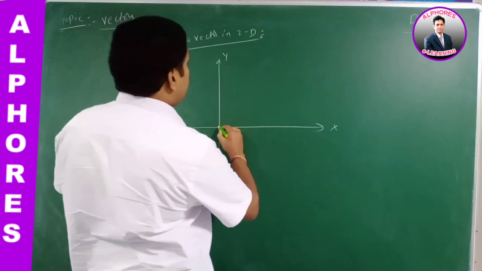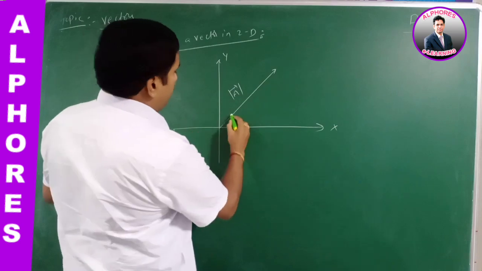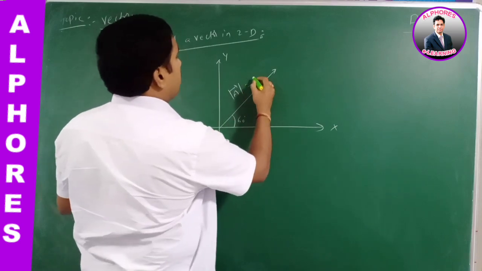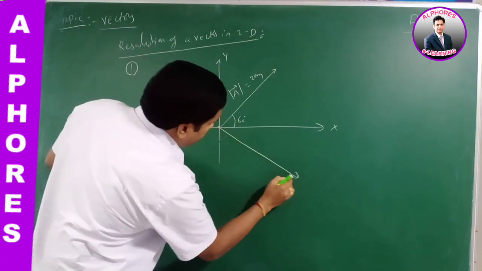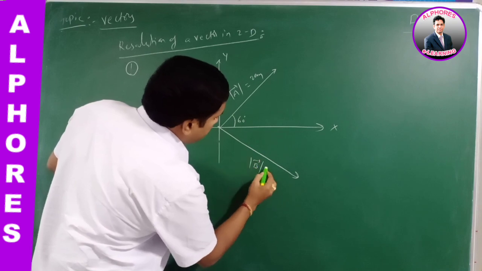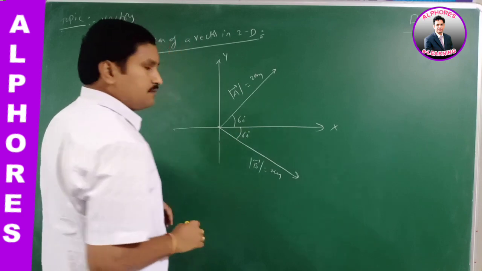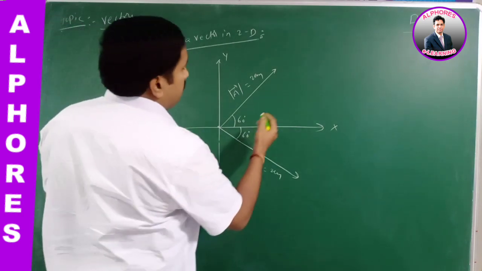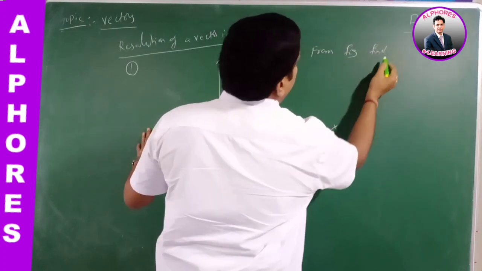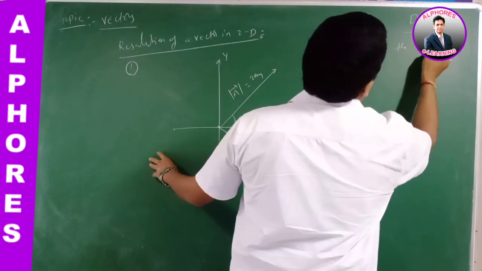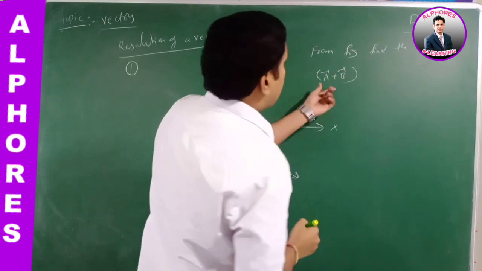Now, suppose this is the a bar vector which makes an angle 60 degrees with the x-axis, and has magnitude 2 cm. I am taking another vector, this is the b bar vector, having magnitude again 2 cm, and again making an angle 60 degrees. Now, what I am asking is, from the figure, find the value of a bar plus b bar, the sum of these two vectors.